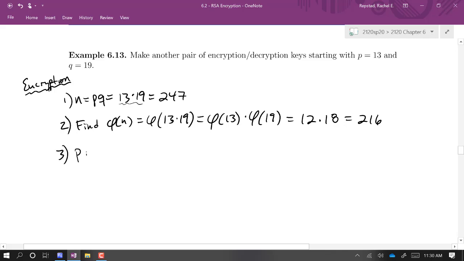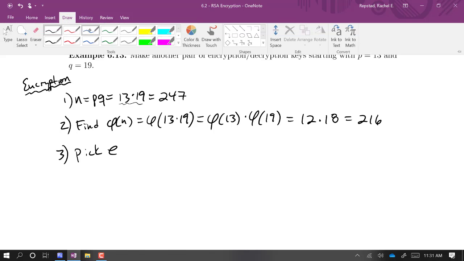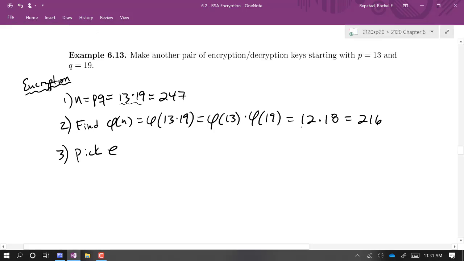Next, we pick the value of E. The only thing I need is that it is relatively prime to 216, which means it can't share any divisors. And I know that 216 is 12 times 18, so basically it can't have any 2s or 3s as factors. Those are the prime factors of 12 and 18. So let's say, I don't need to pick a prime, but maybe I'll pick 11 squared, or 121.